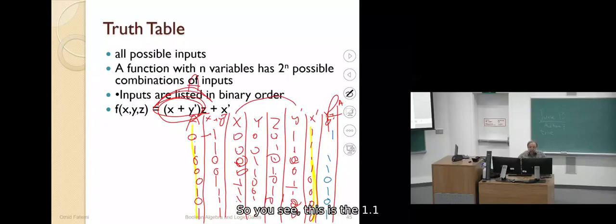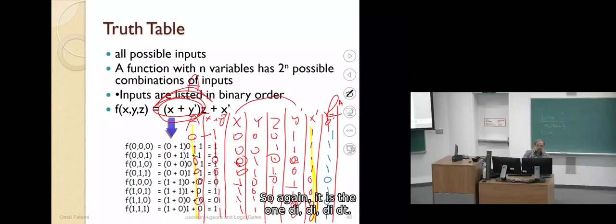So you see, 1, 2, 3, 4, 5, 6, 7, 8. 8 possible conditions, and 6 of them are 1, 2 of them are 0. So this is the truth table of that function. If you look at this truth table, it is the same as that function you have seen. They represent each other, that function and this truth table.